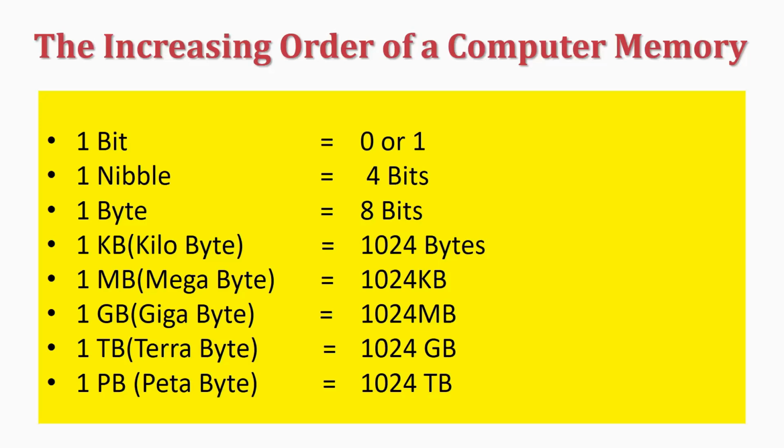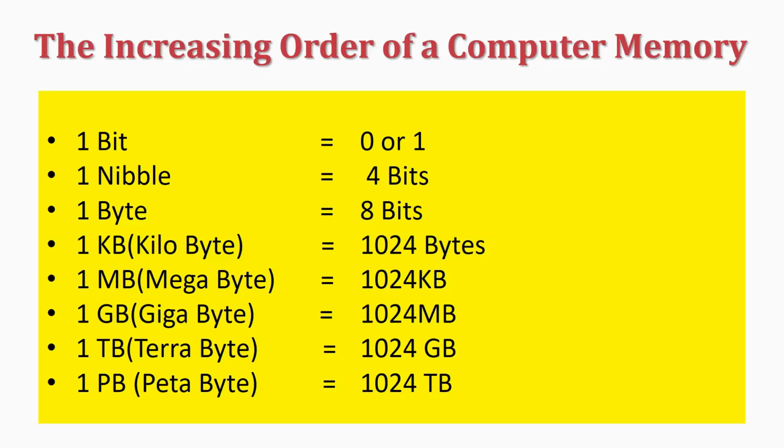First one, 1 bit. 1 bit means 0 or 1. It means a single digit of storage. We can store one value, either 0 or 1. And next, nibble. 1 nibble means 4 bits. 4 bits means we can store 4 zeros or 4 ones or a combination of zeros and ones.